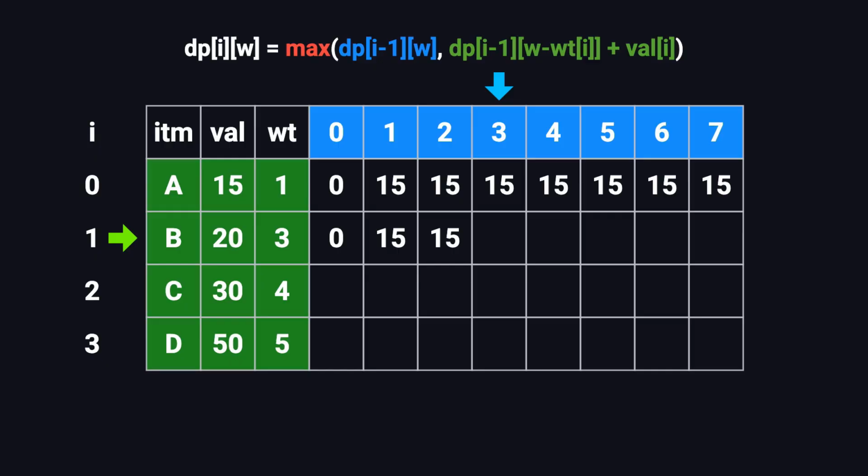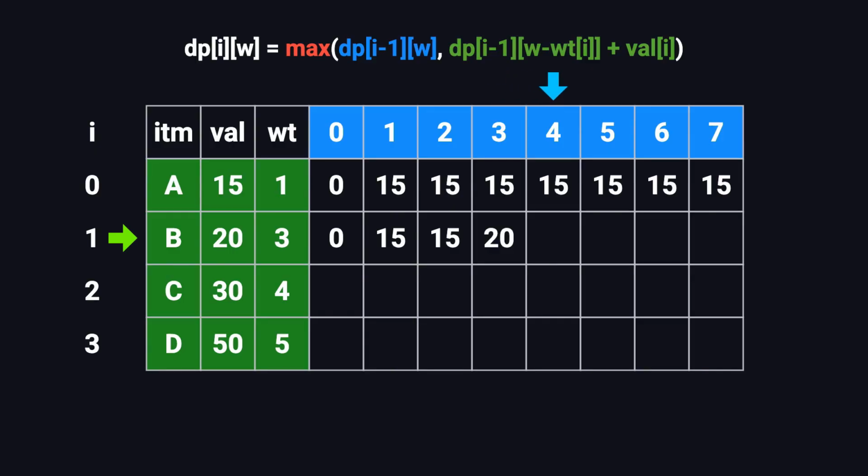At capacity 3, we now face a choice. We can skip item B and keep the value from the previous row, that's 15. Or we can choose to take item B, which has a value of 20. If we take B, it uses up 3 kilograms, so the remaining capacity is 0. At 0 capacity in the previous row, the maximum value is 0. So the total value when taking B is 20 plus 0, which equals 20. Now we compare 15 if we skip, or 20 if we take B. Since 20 is greater, we choose to take B and write 20 in the cell.